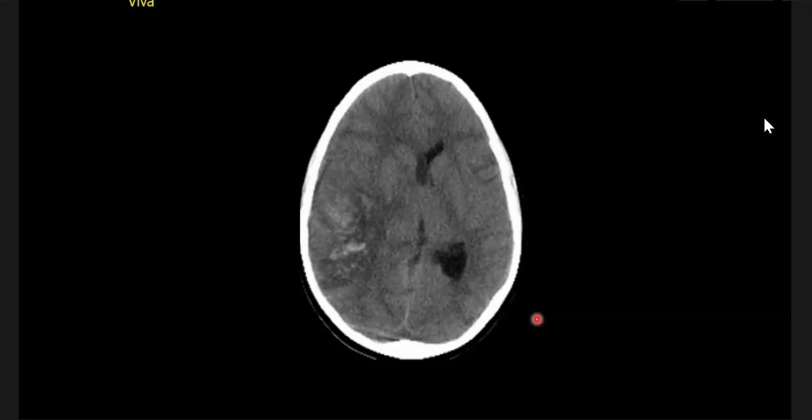I would like to scroll through the rest of the image. I would also like to see the bone window as well. So what is your conclusion? What is your diagnosis? Just in one word or two words.